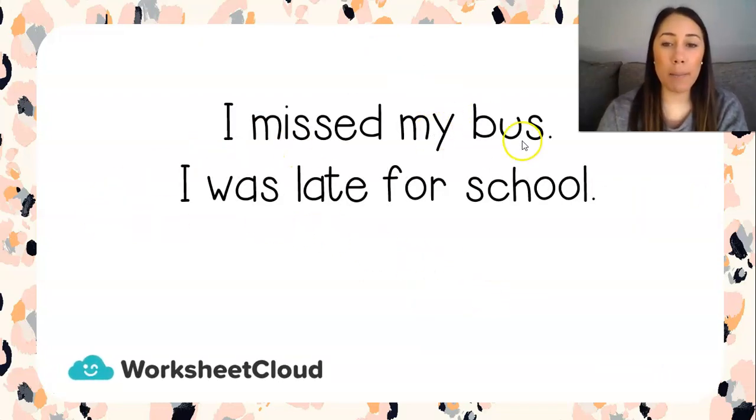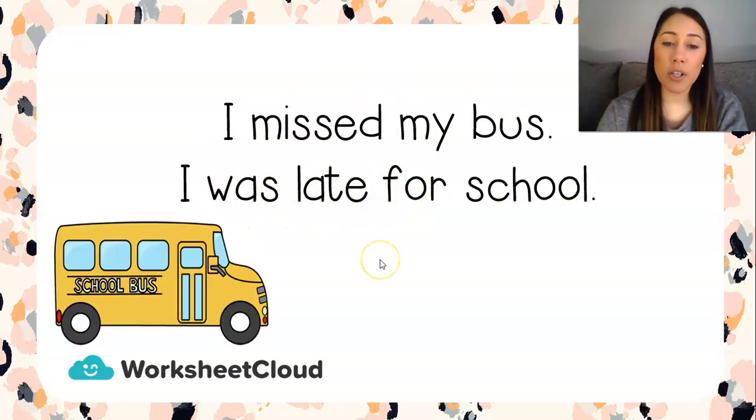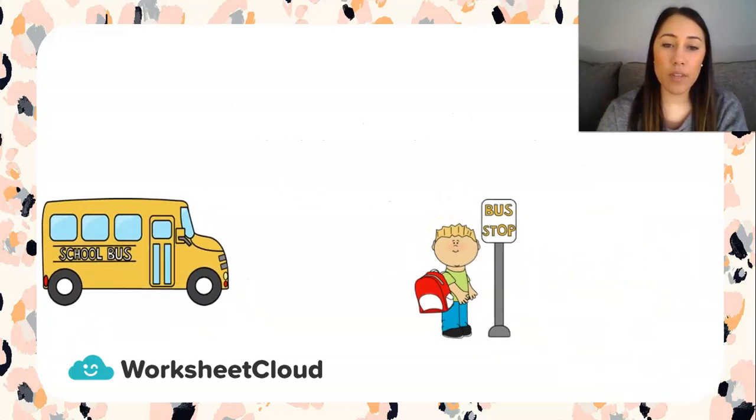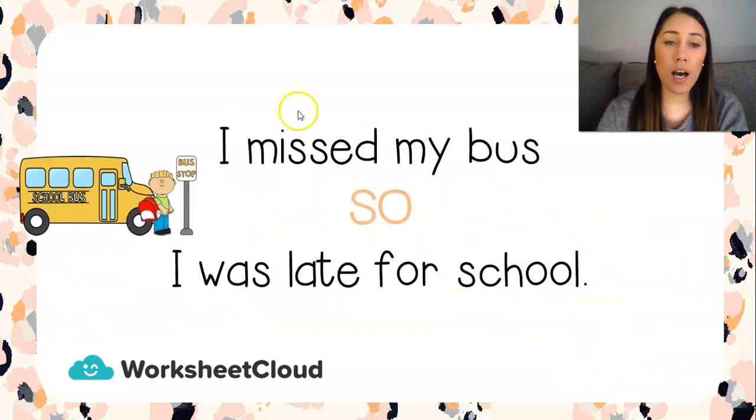I missed my bus. I was late for school. I have two sentences. And because I missed my bus, I first missed the bus. And then I was late for school. The one thing happened. And then because of that first thing, the next thing happened. So I'm going to use the word so to join these two. I missed my bus, so I was late for school.